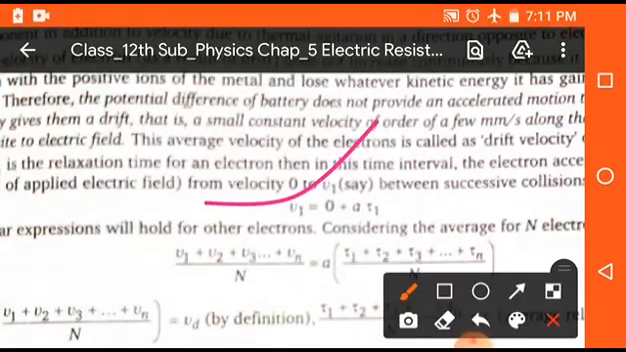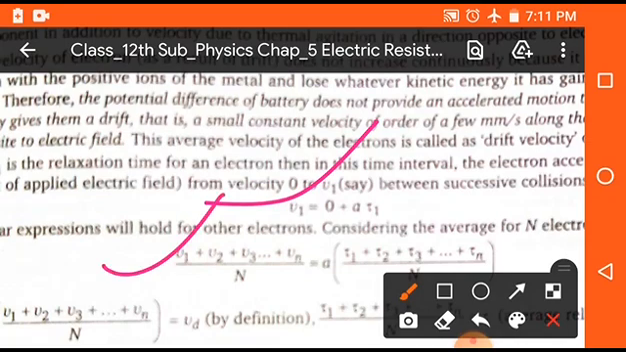Now, when any metal is connected to a source, it will be heated, and by the heating, all the electrons of the metal move in all directions randomly. That means every electron of the conductor has two types of velocity. First, velocity due to thermal agitation, and second, velocity due to continuous collisions. So total velocity will be v1 is equal to 0 plus a tau 1, where thermal velocity will be 0 and a tau 1 is the velocity produced in an electron due to collision.